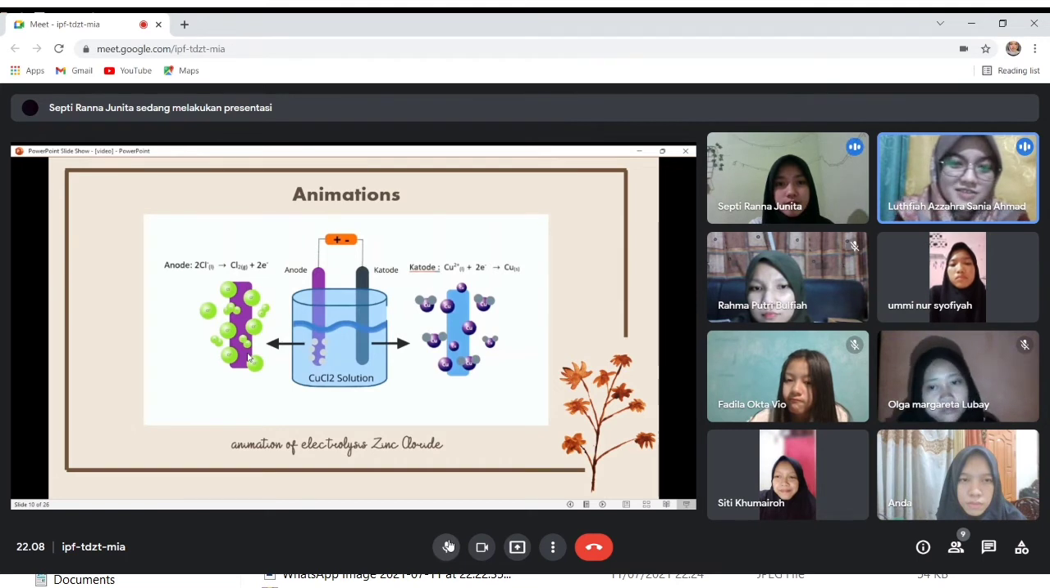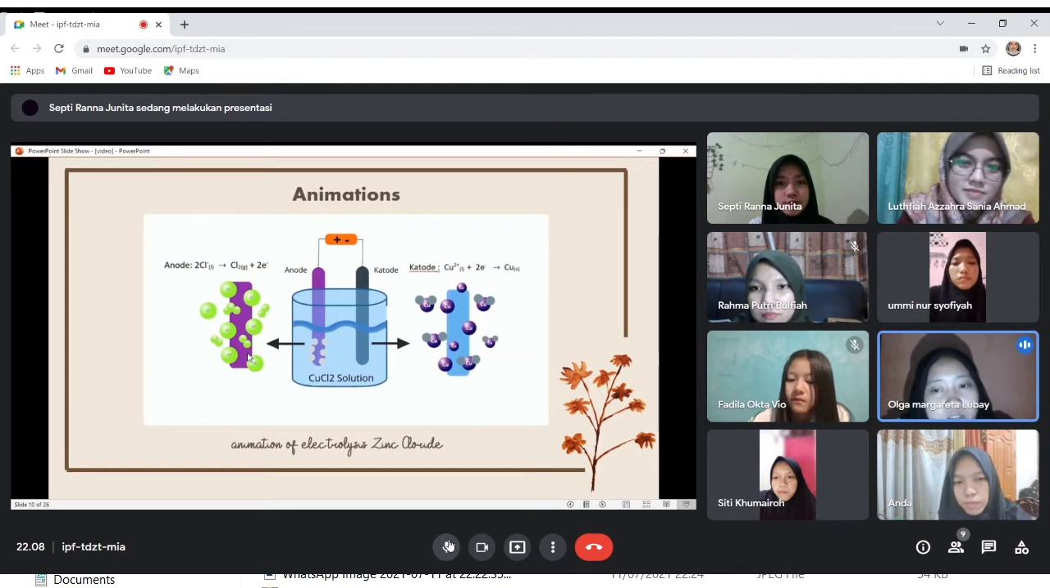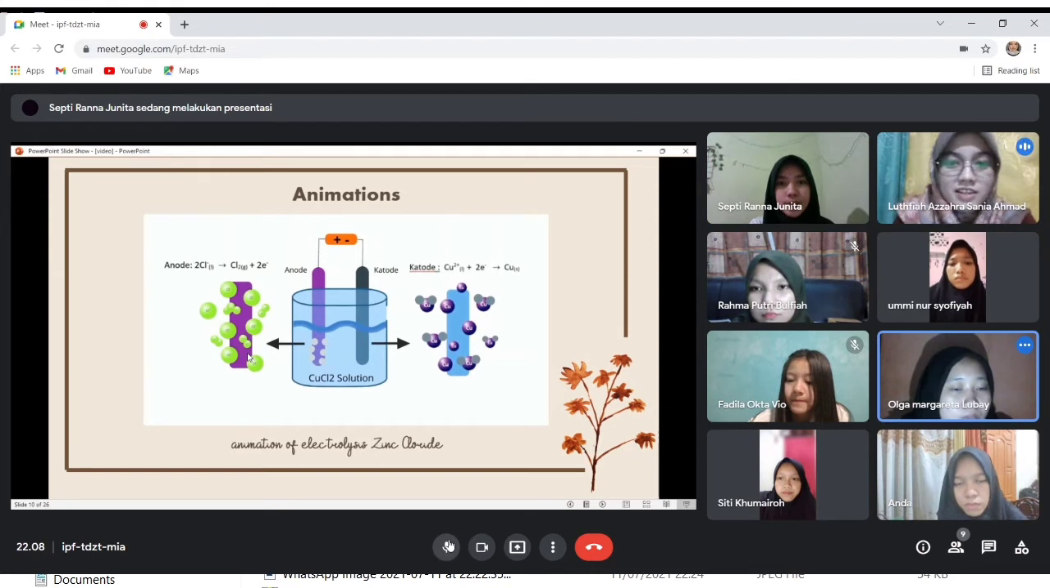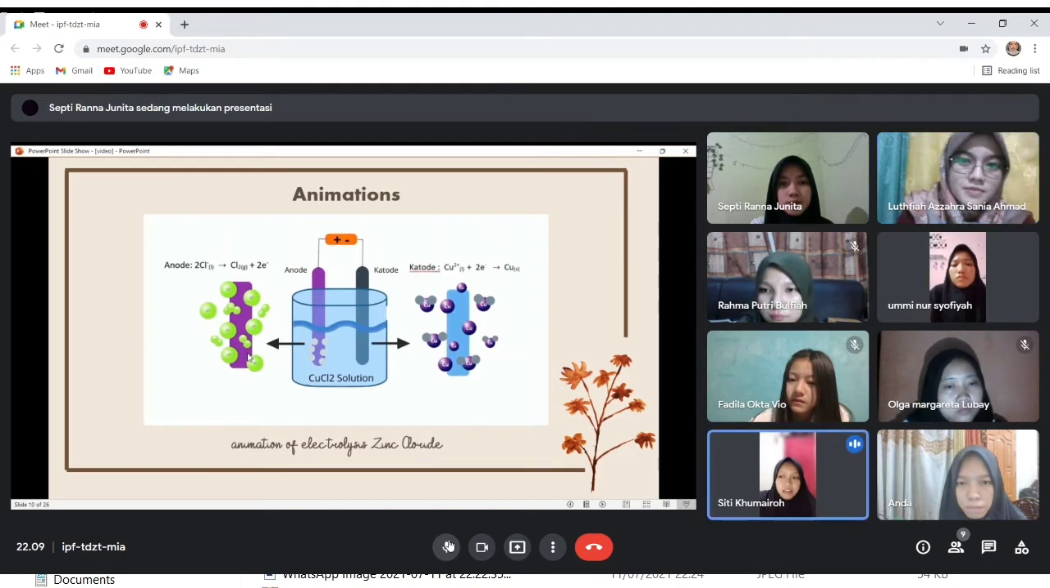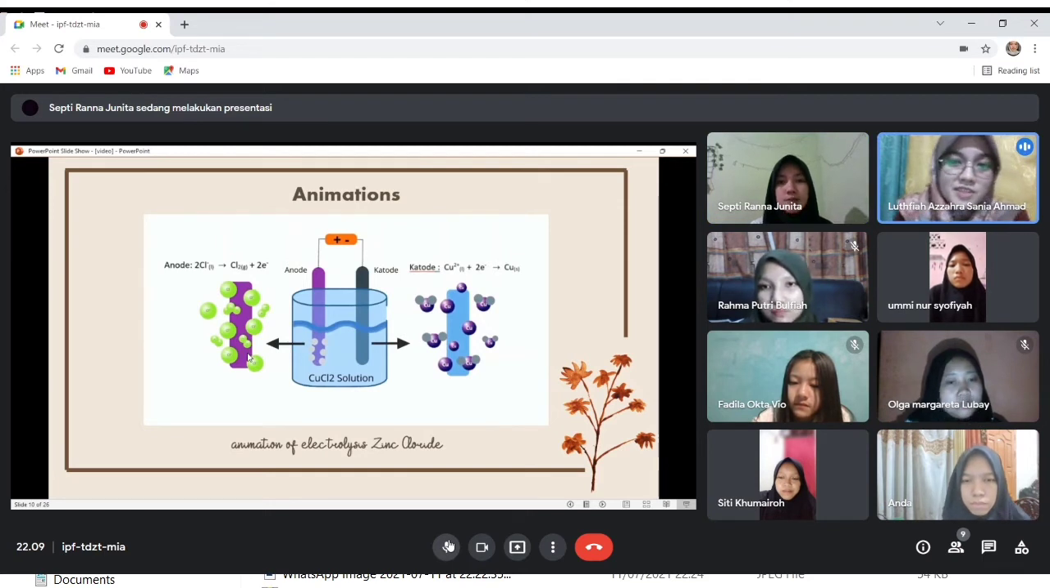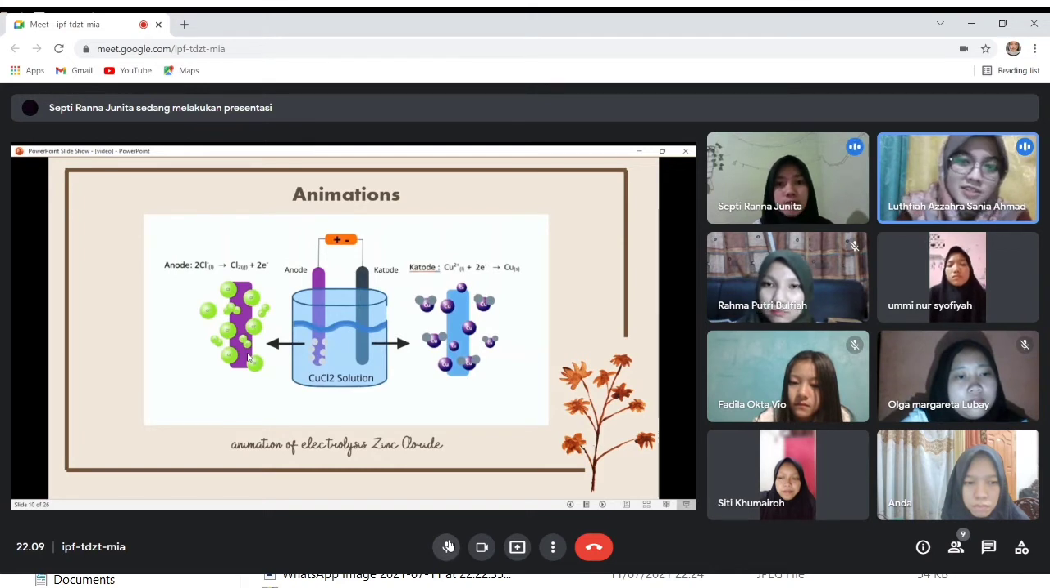How about anode? Gas bubbles form at the anode, Miss. Yes, right. The bubbles come from chlorine gas as a result of the oxidation reaction of chloride ions. Does that mean the mass at the anode increase, right? Yes, Miss. Mass at the anode increase.